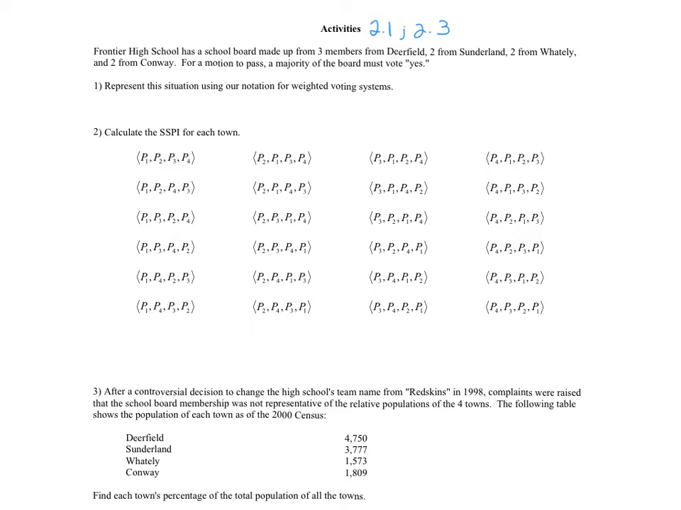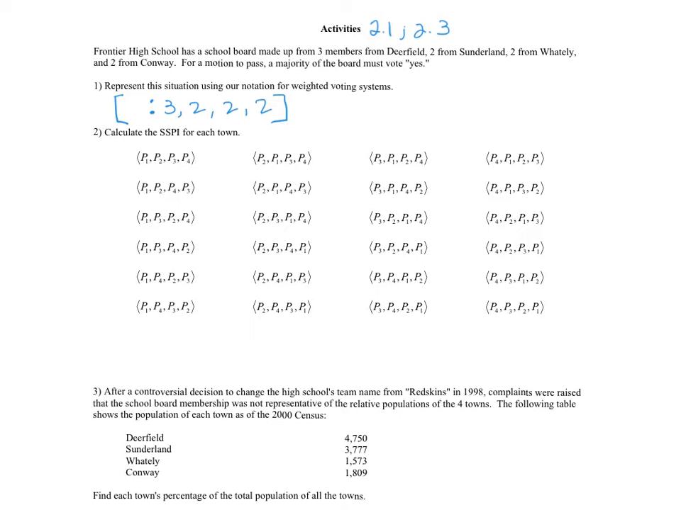So we're going to represent the situation using our notation for weighted voting systems, which starts with a square bracket. Then you put the quota, which we're going to come back to, colon, and then you put the vote counts from most to least. So we have 3, 2, 2, 2. The quota is what it takes to pass a motion. In this case, it's a majority.